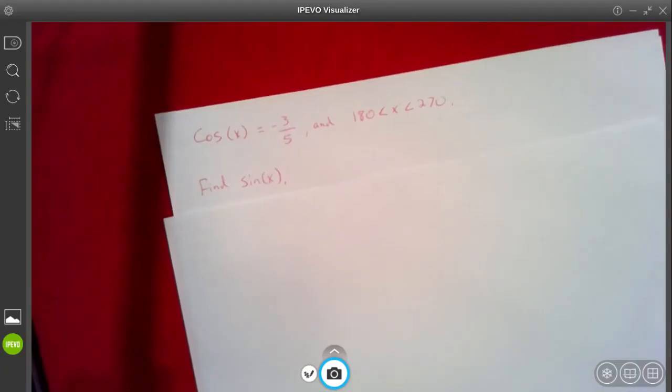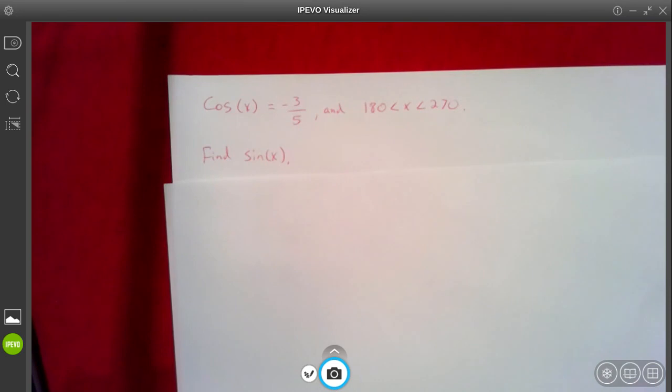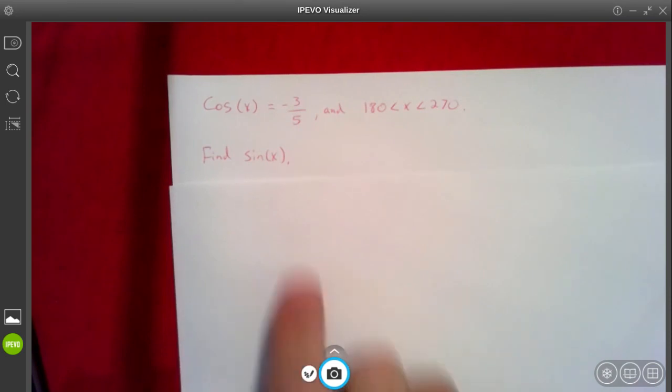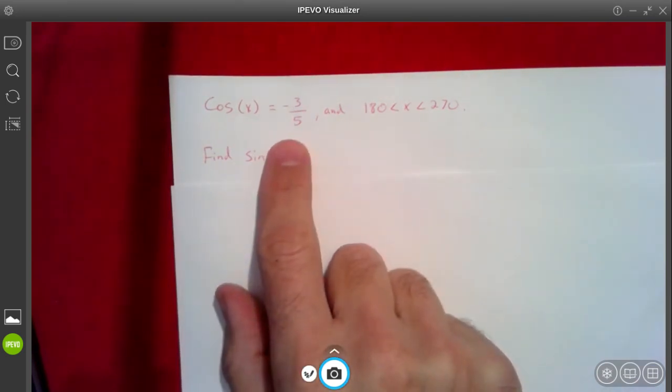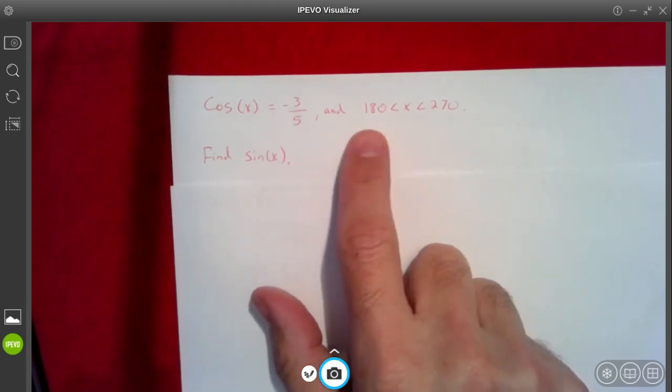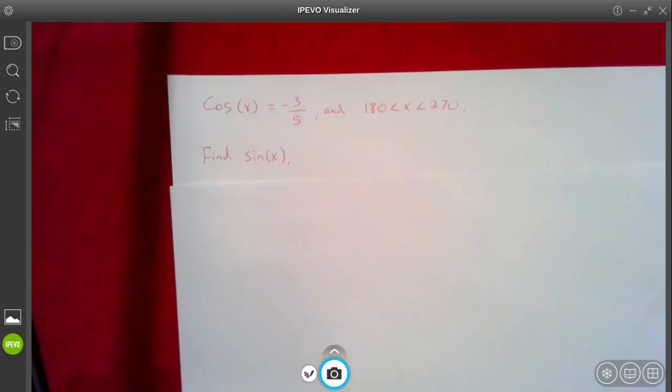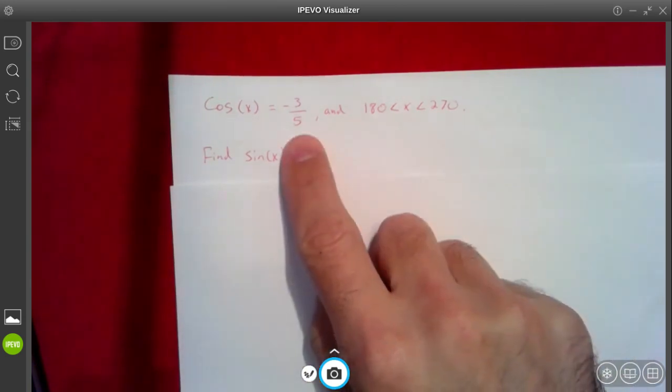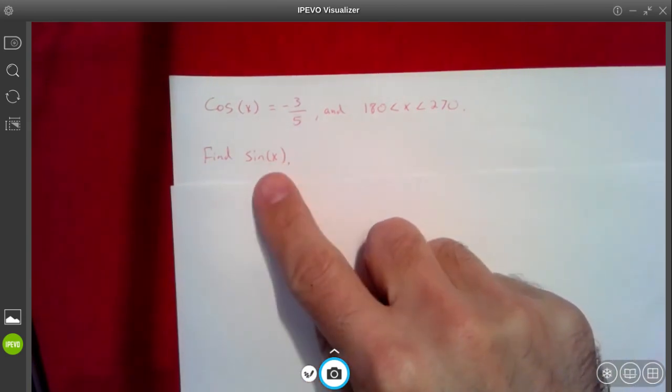All right, so here's our question. Find sine of x, given that you know cosine of x is negative 3/5 and x is between 180 and 270. Now, we've done questions like this where they give you one trig function and you're supposed to find the other one.